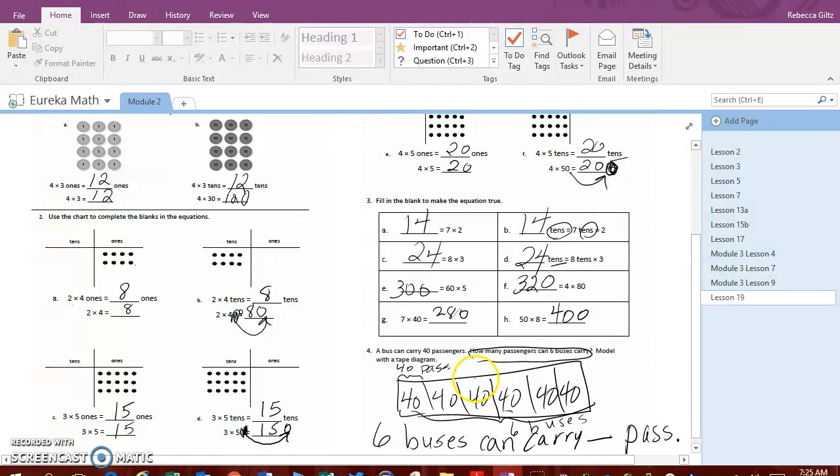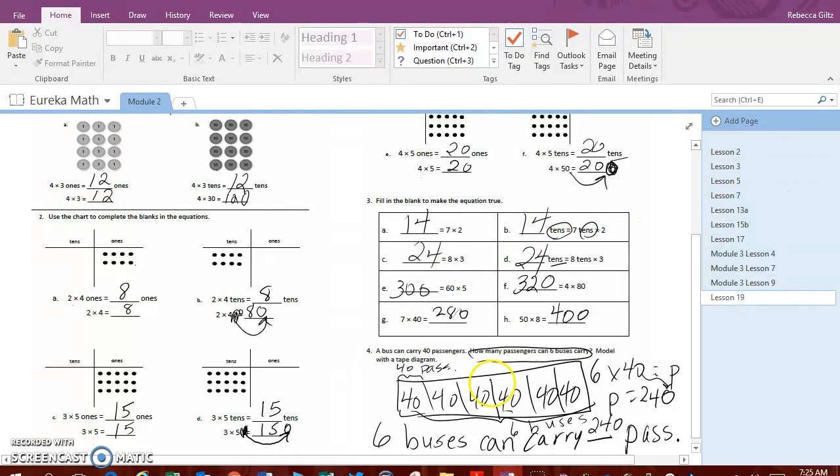So in order to figure that out, we have the size of the group and the number of groups. So that's a multiplication sentence. 6 groups times 40 equals P for passengers. So if we solve that, P equals 6 times 4, or 24, and put that 0 at the end. So our answer is 240 passengers.